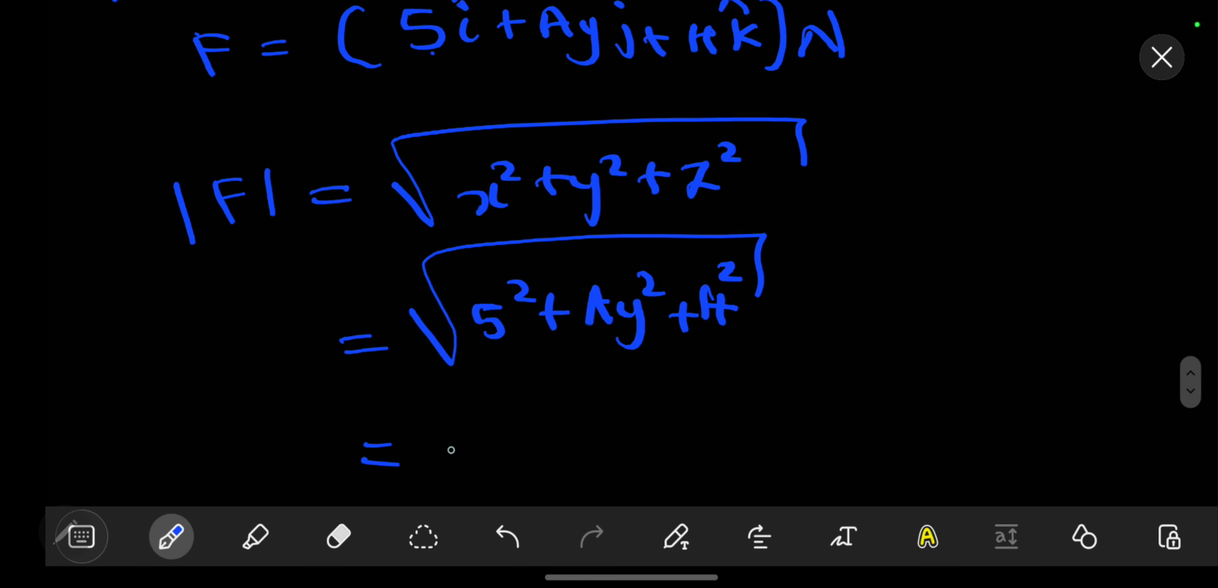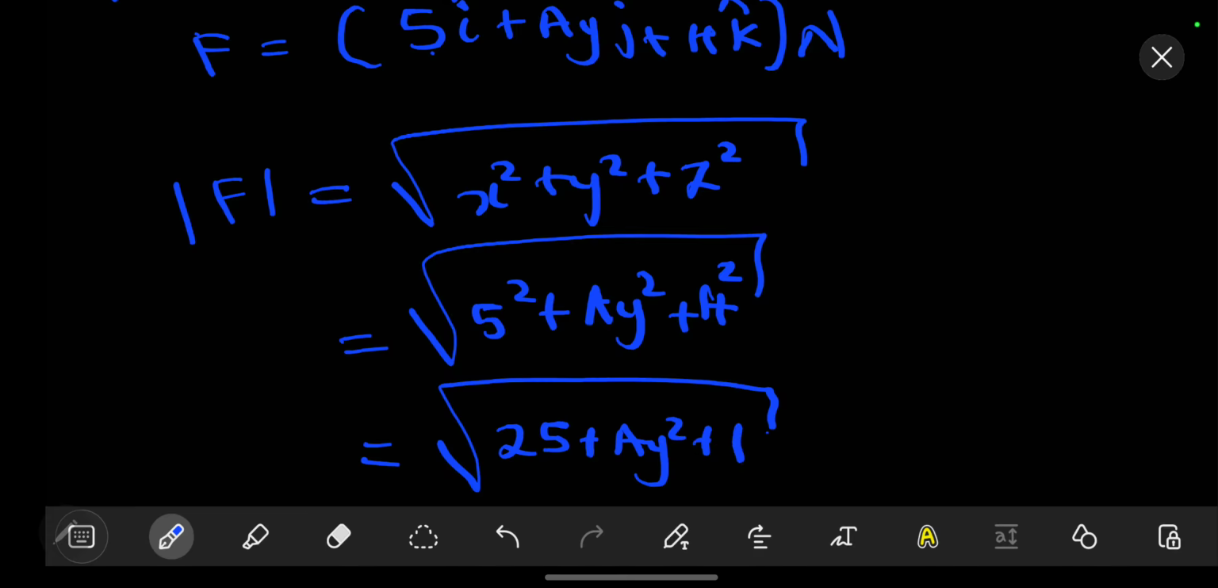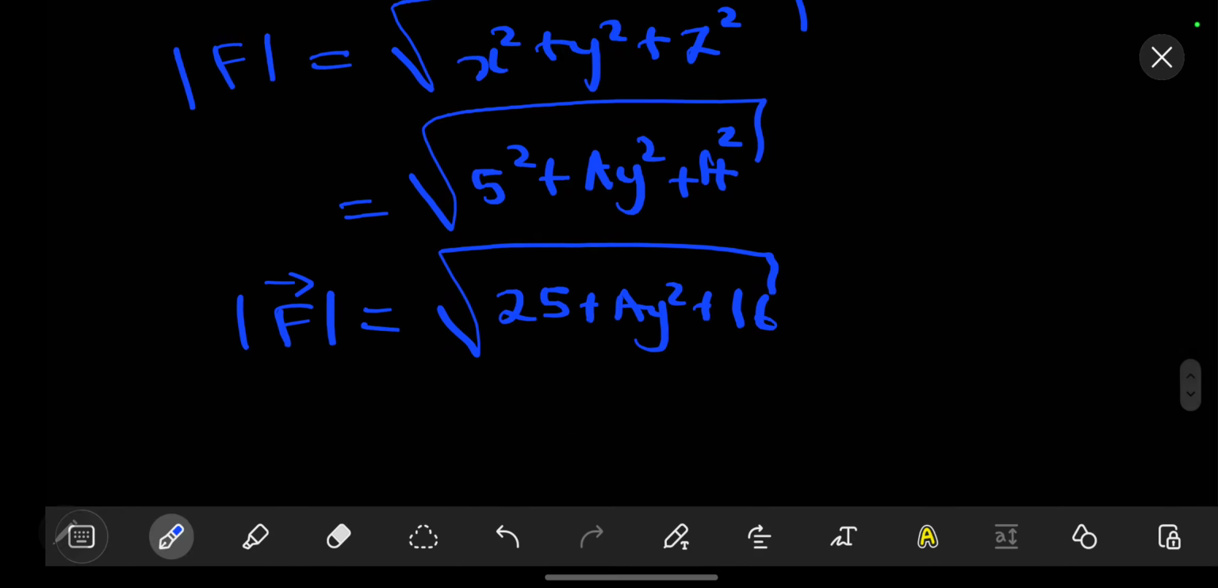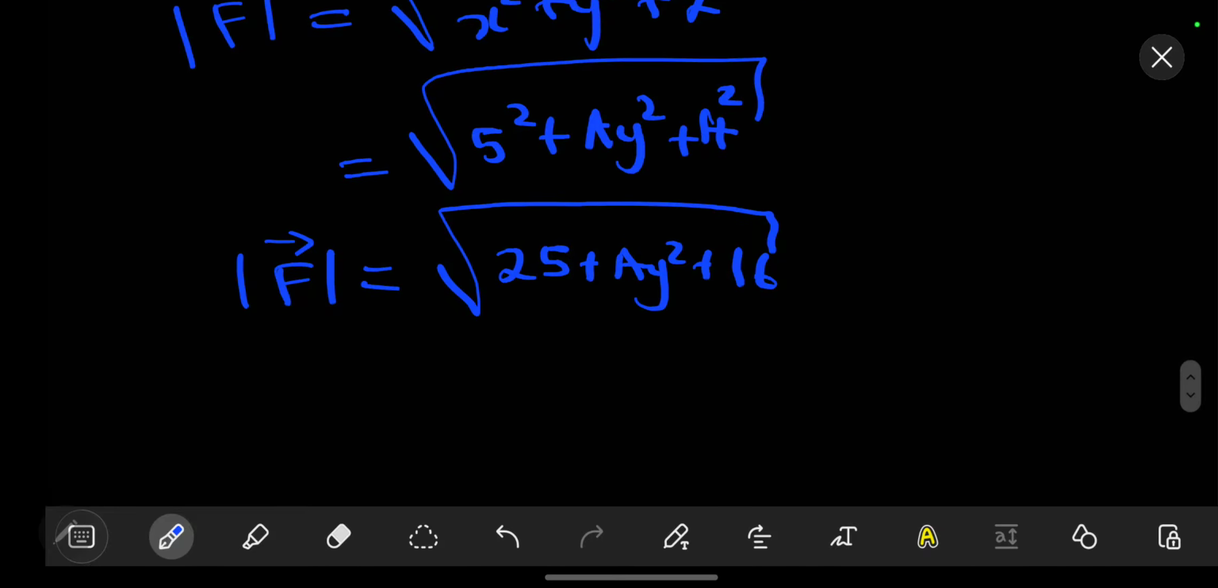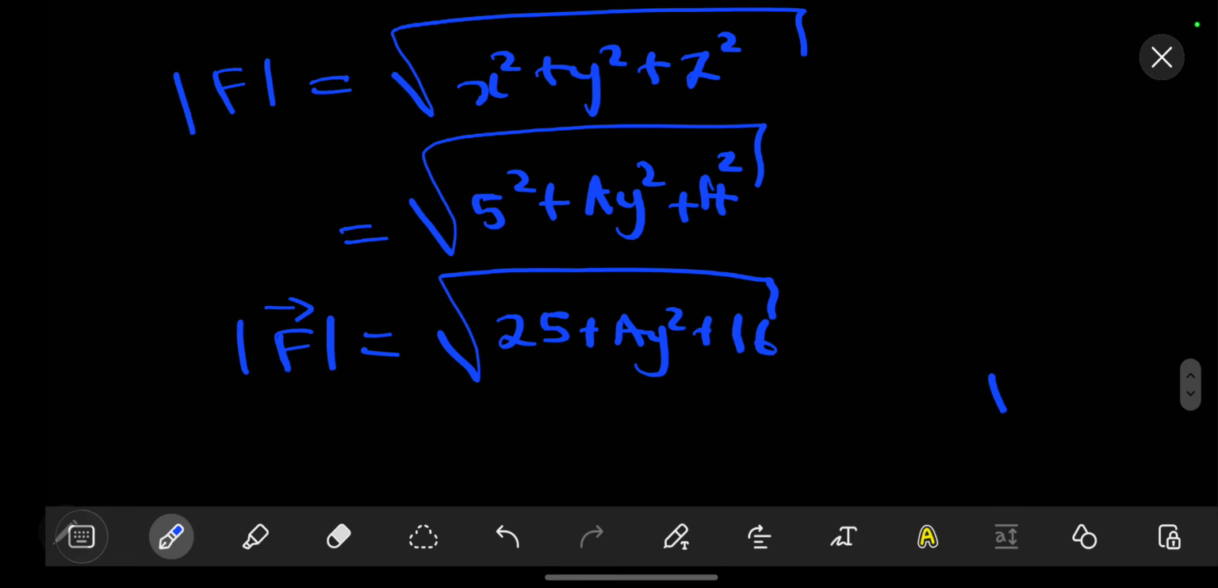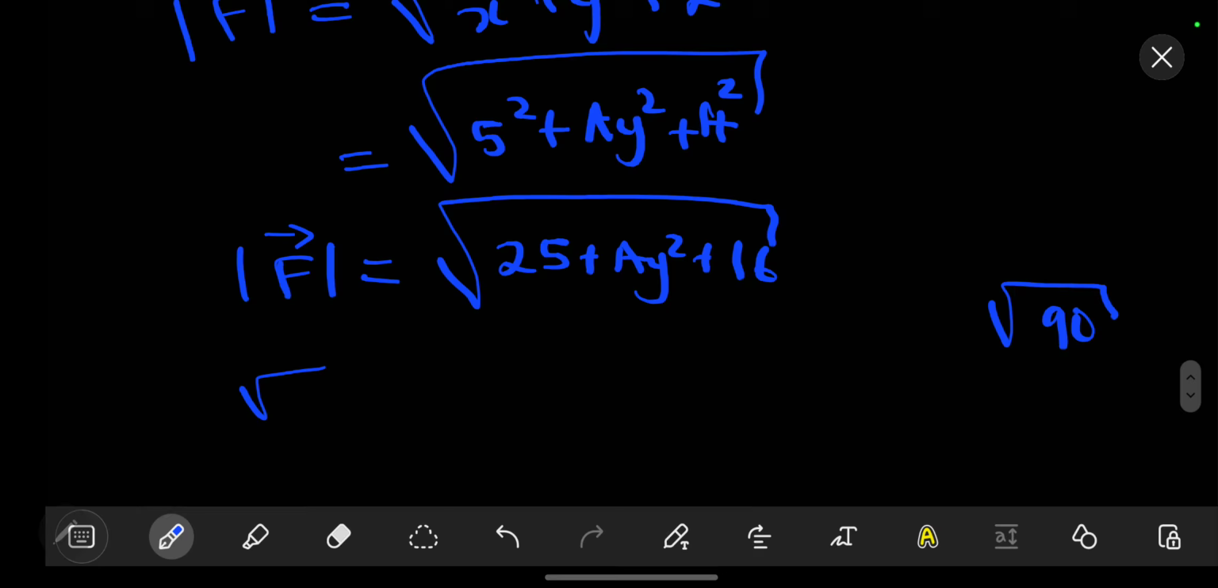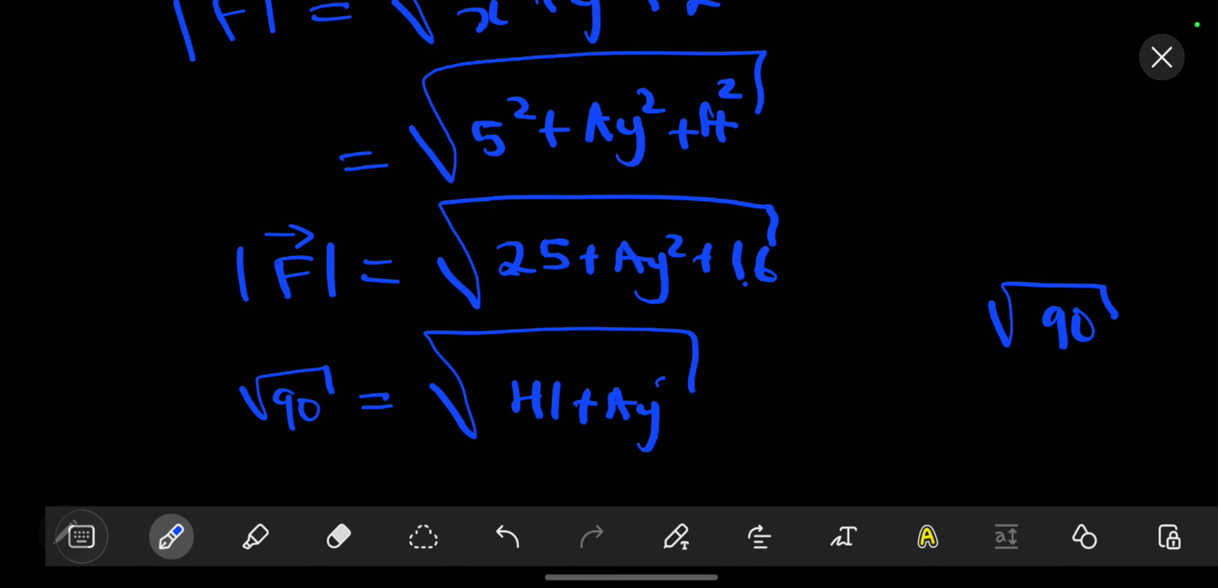Then we are going to have the square root of 5 squared, which is 25, plus ay squared, then plus 16. So this is our f. We know that the magnitude of f, according to what we have been told, is equal to the square root of 90. So where there is this, we can put the square root of 90, which should be equal to the square root of 25 plus 16, which gives us 41, then plus ay squared.